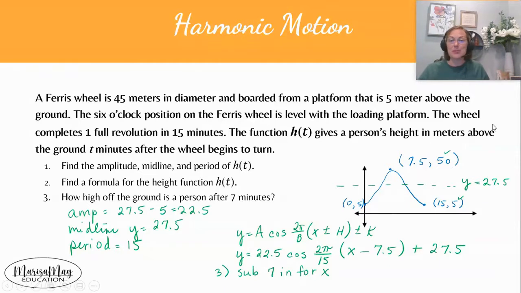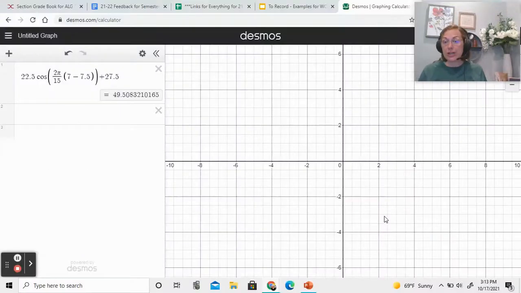Let's take a look at Desmos. I want you to take a look at everything that I typed in here on Desmos. You can see that I used an extra set of parentheses, so make sure that I got everything inside of the cosine that needed to be there. And you can tell that it tells us at 7 minutes that the person would be 49.5 meters above ground.